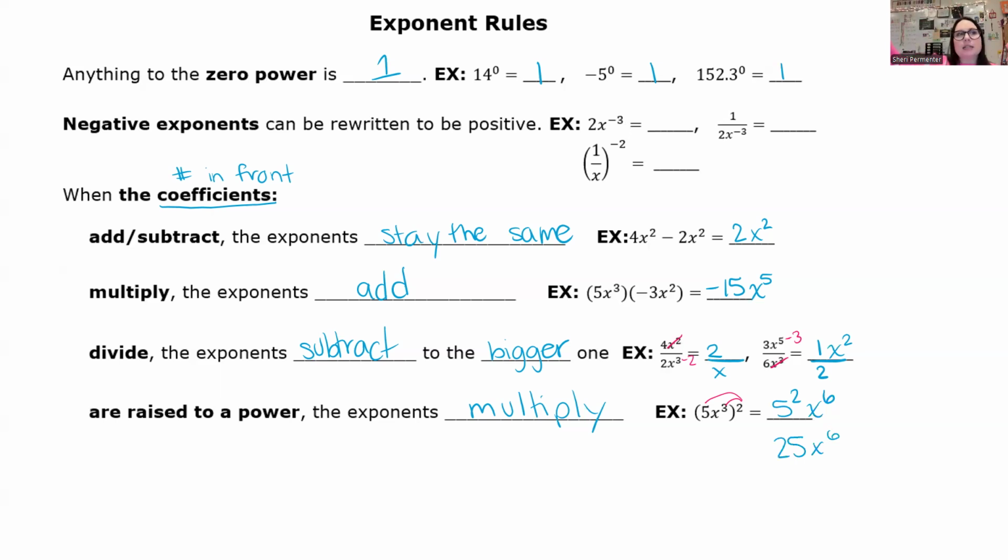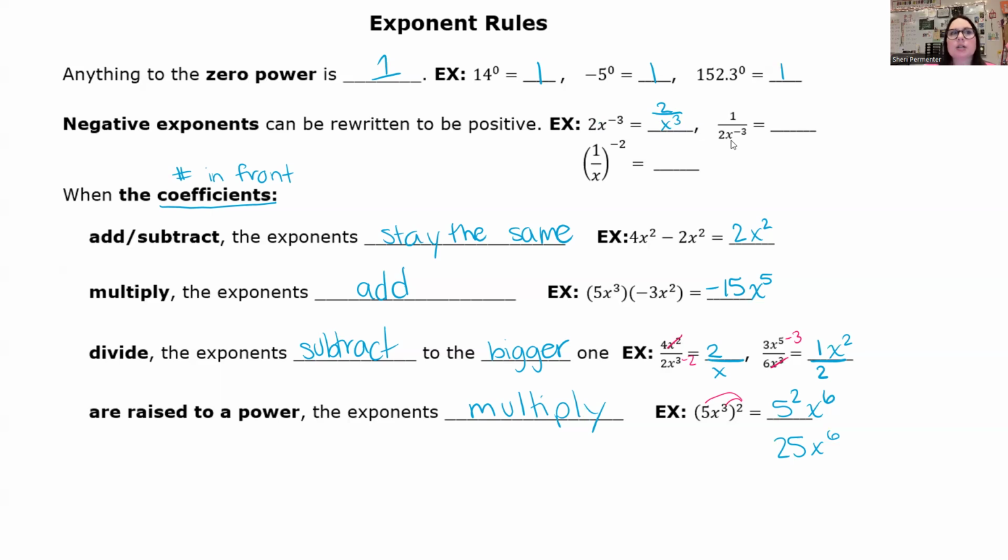So right now it's written as a numerator. I'm going to rewrite it as a denominator. So the 2 doesn't have a negative exponent, so I leave it alone. So I end up with 2. And then the x has a negative exponent, so I'm going to rewrite the x in the denominator, and then it becomes a positive exponent.